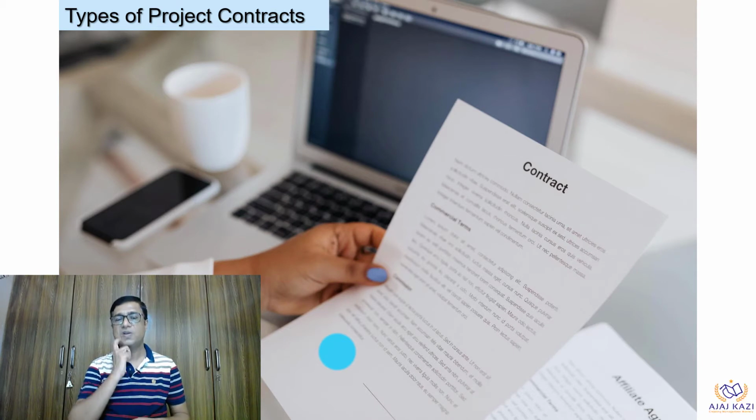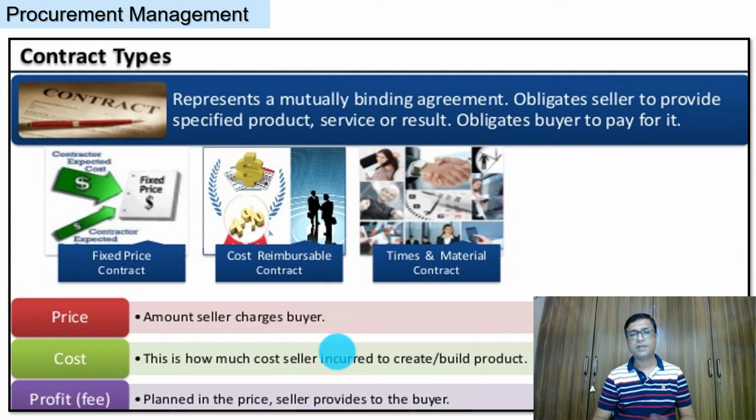So let us look at what are the types of contracts. Generally, there are 3, and 4 categories we are going to discuss a little later: fixed price, cost reimbursable, and time and material contract. So let us look at what are the elements of it. Price, which is the amount given by the seller. Cost, which is for the buyer, right? And profit is what the seller earns by giving services or delivering the materials to the project.